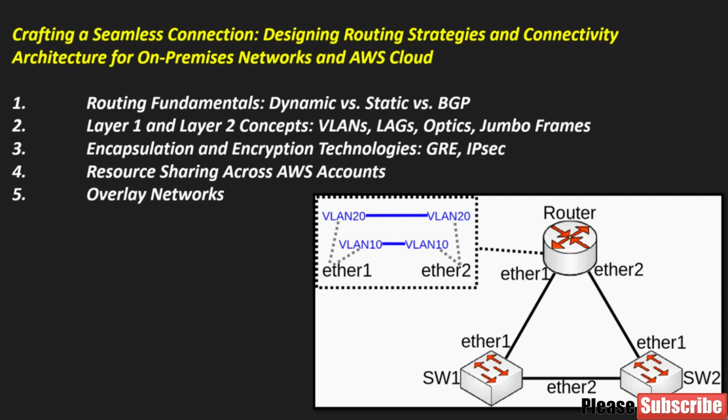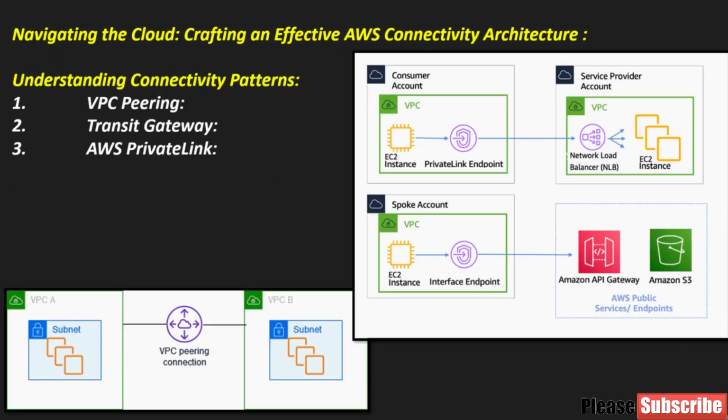Okay, the next point we need to talk about is crafting effective AWS connectivity architectures, that is, navigating the cloud. In the ever-evolving landscape of cloud computing, designing a robust and scalable AWS connectivity architecture is a very critical aspect of ensuring optimal performance, security, and flexibility for your applications. This lecture part will discuss the intricacies of creating a routing strategy and a connectivity architecture that spans multiple AWS accounts, regions, and virtual private clouds, while considering various connectivity patterns, including VPC peering, transit gateway, and AWS PrivateLink, and the advantages of VPC sharing, which we also need to discuss now.